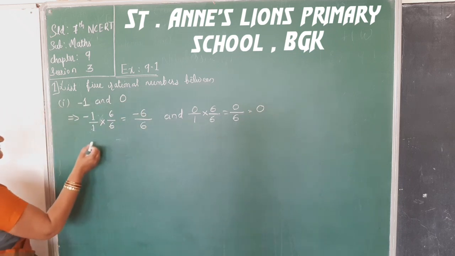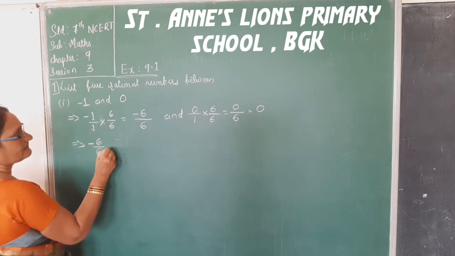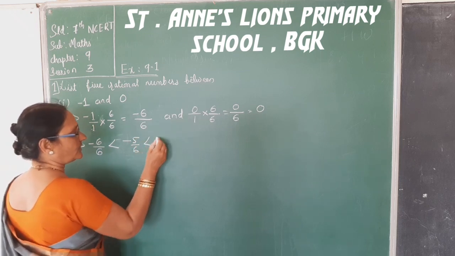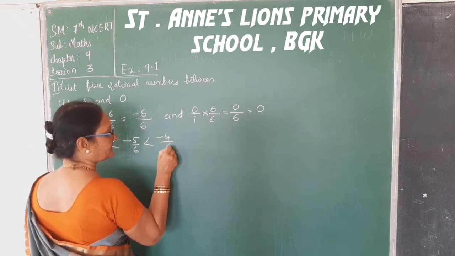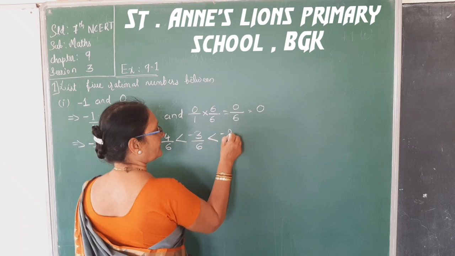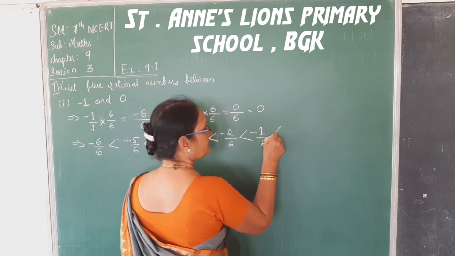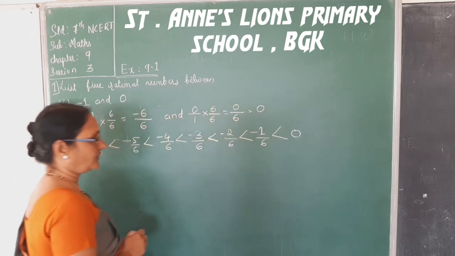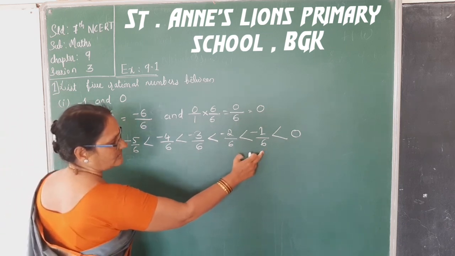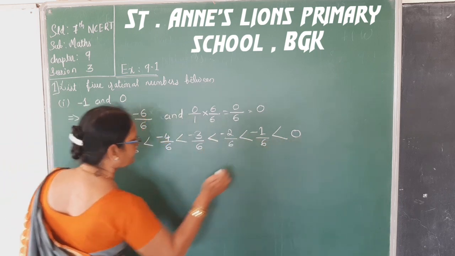Now we write: minus 6 by 6 is smaller than minus 5 by 6, is smaller than minus 4 by 6, is smaller than minus 3 by 6, is smaller than minus 2 by 6, is smaller than minus 1 by 6, is smaller than 0. How many rational numbers did we get? 1, 2, 3, 4, 5 rational numbers in between. Here minus 6 by 6 is nothing but minus 1, and this is 0.